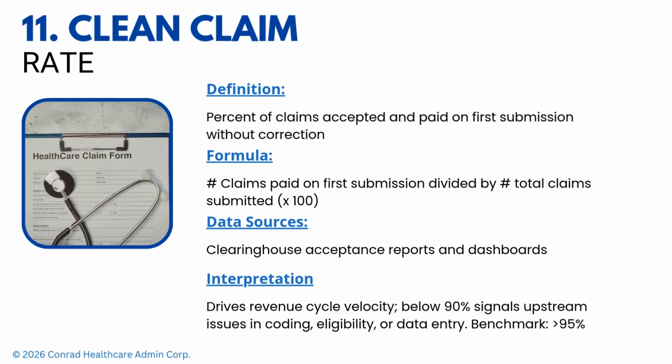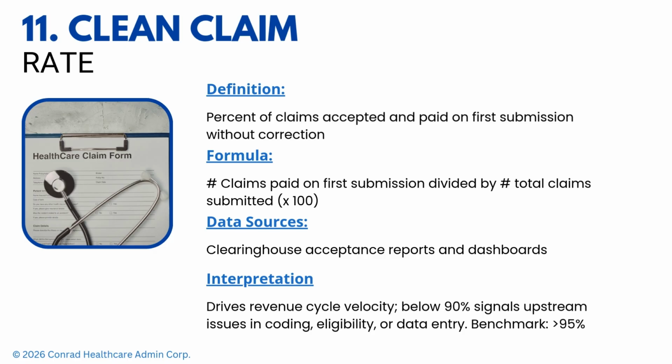Number 11, clean claim rate. This is the percentage of claims accepted and paid on the first submission without correction. The formula is the number of claims paid on the first submission divided by the number of total claims submitted, and then you take that result times 100. The data sources for this are clearinghouse acceptance reports and clearinghouse dashboards.